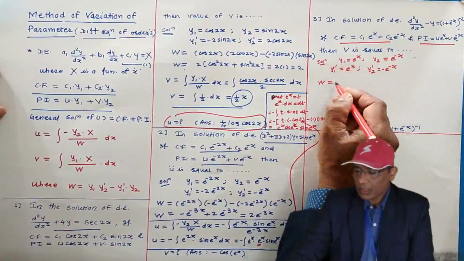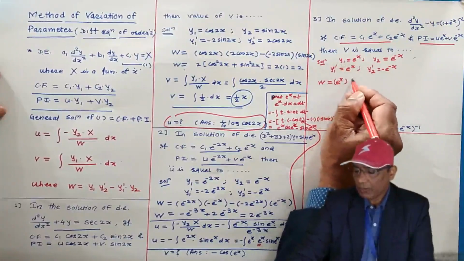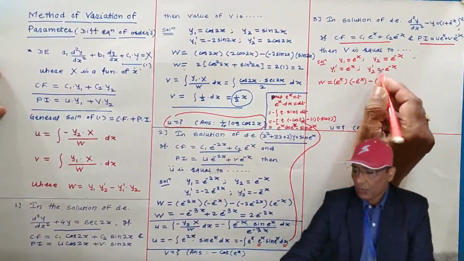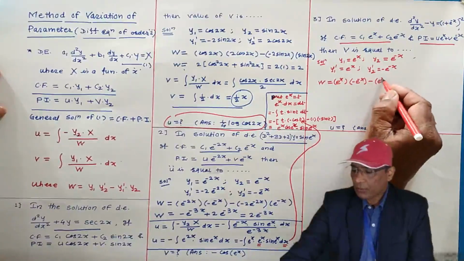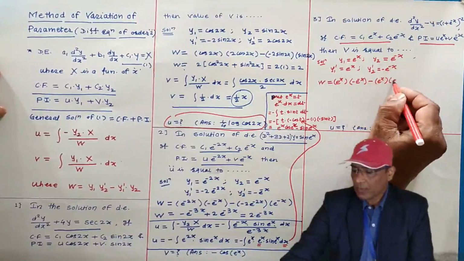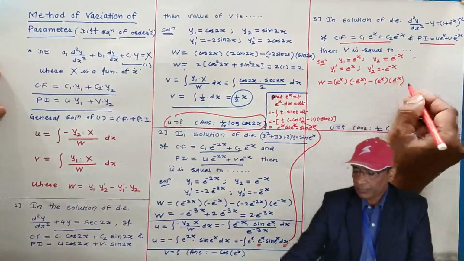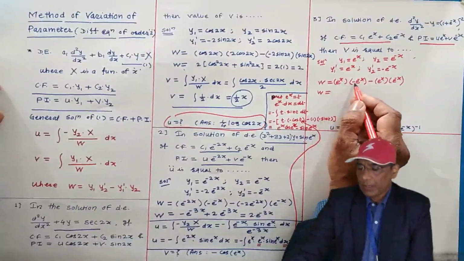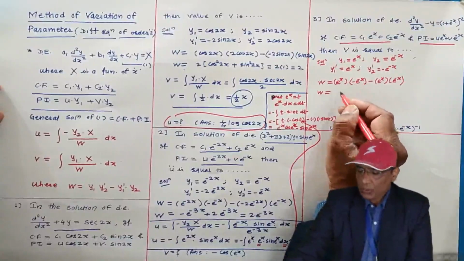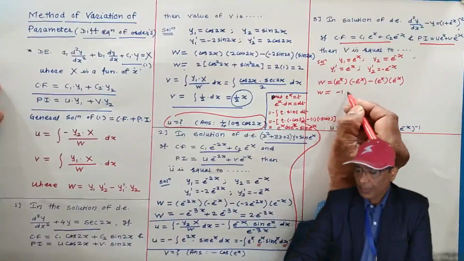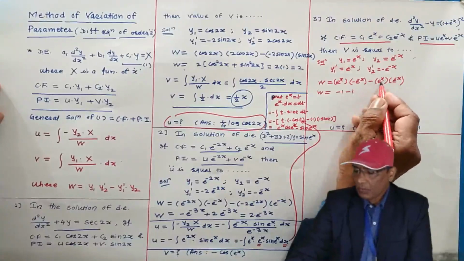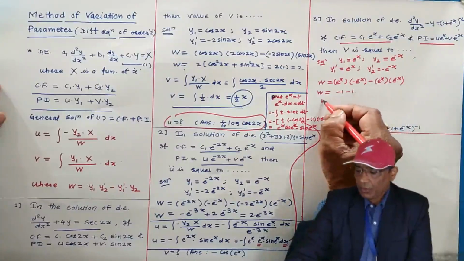Y1 into y2 dash, y1 in bracket, y2 dash in bracket, minus y1 dash e to the power x into e to the power minus x in this way. Now, this is equal to e to the power x multiplied by e to the power minus x, e to the power 0, and e to the power 0 is 1, minus 1 will remain. And here e to the power x plus minus x means e to the power 0 is 1, here 1 will remain. The value of w is minus 2.